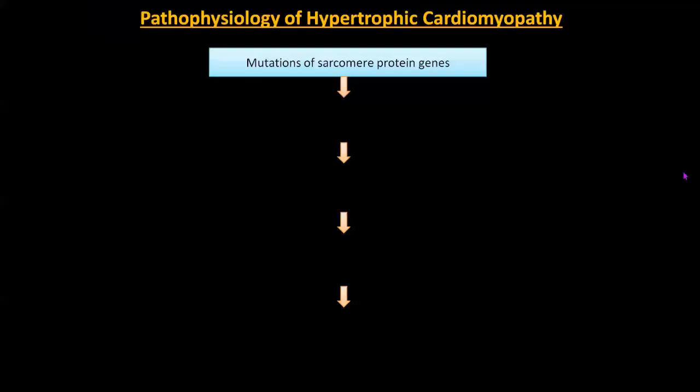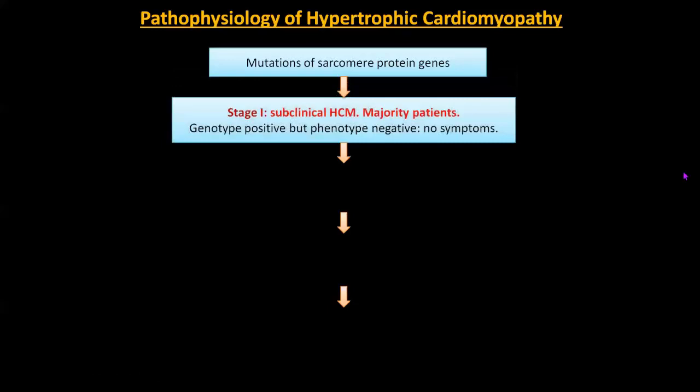In the subsequent slides, I will discuss about pathophysiology of hypertrophic cardiomyopathy. The disease starts with mutations of sarcomere protein genes. Majority of patients are in stage 1. This stage is called subclinical HCM because patients do not show symptoms. They have genetic mutations but they do not show symptoms.